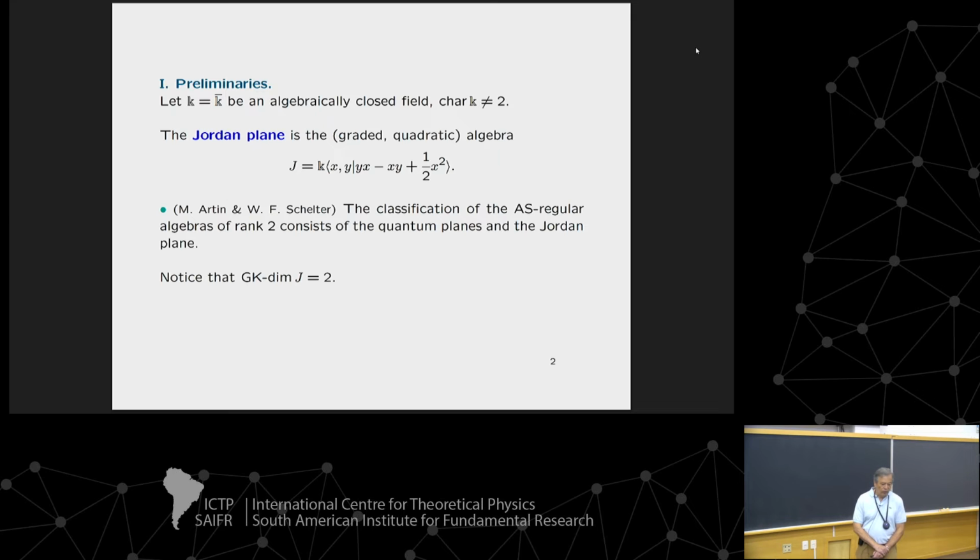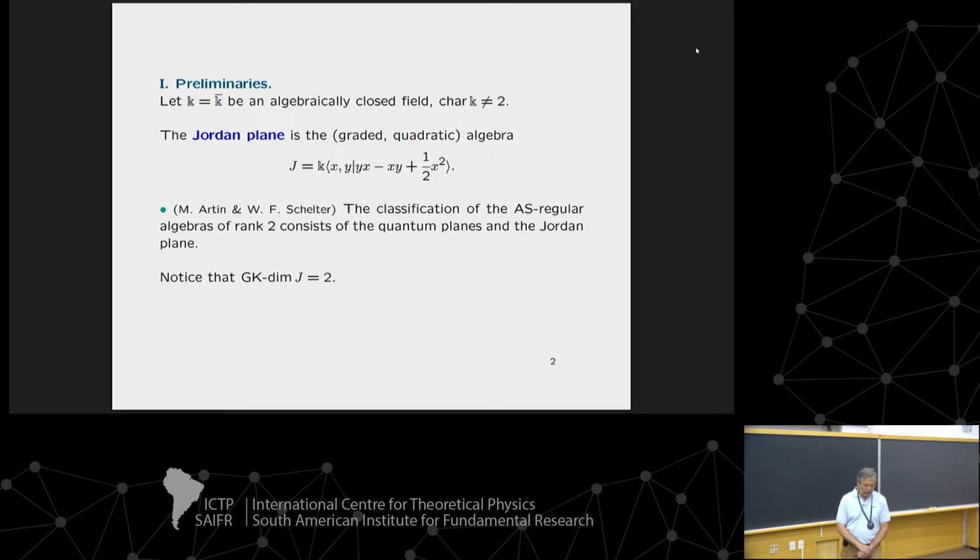Now the Jordan plane, I don't know who introduced this algebra. It's an algebra known for a lot of years. It's a quadratic algebra, meaning that it is presented by generators and relations, and there is only one relation which has degree 2. So formally it is the algebra generated by x and y with relation yx minus xy plus 1/2 x squared. Then the 1/2 could of course be absorbed, but it's better to keep it for aesthetical reasons.